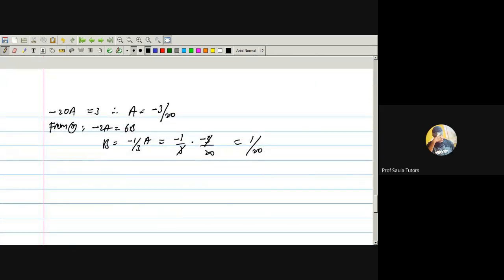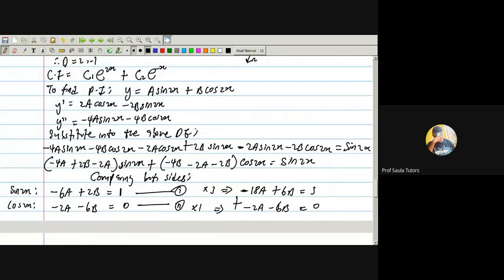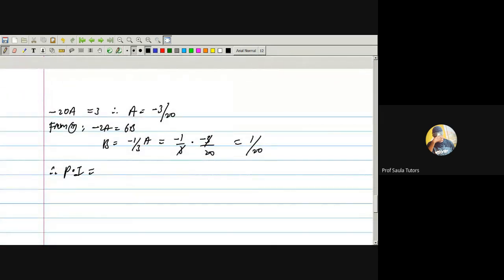Yes. Therefore, can you now tell us what the particular integral was? Now come to this trial solution here: a sine 2x plus b cos 2x. So these are the particular values. Remember our complete solution.